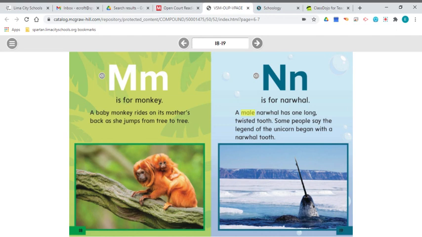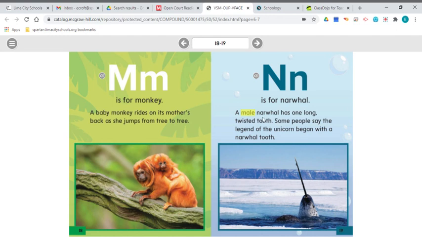Some people say that the legend of the unicorn began with a narwhal tooth. So that is actually a tooth. And this is a good time to stop and ask some questions here because this is an animal we don't see very often. Now, it looks like this animal is living in a cold region, like the Arctic, like the polar bears do.